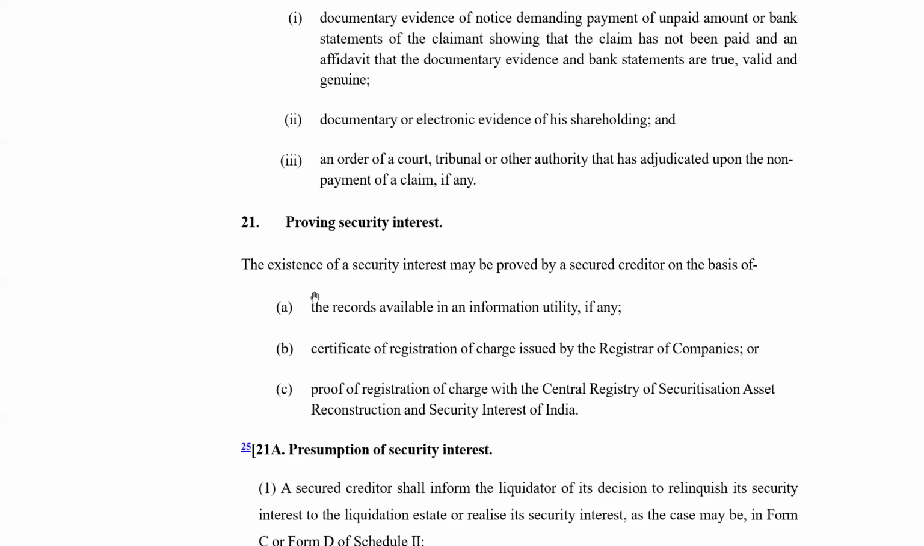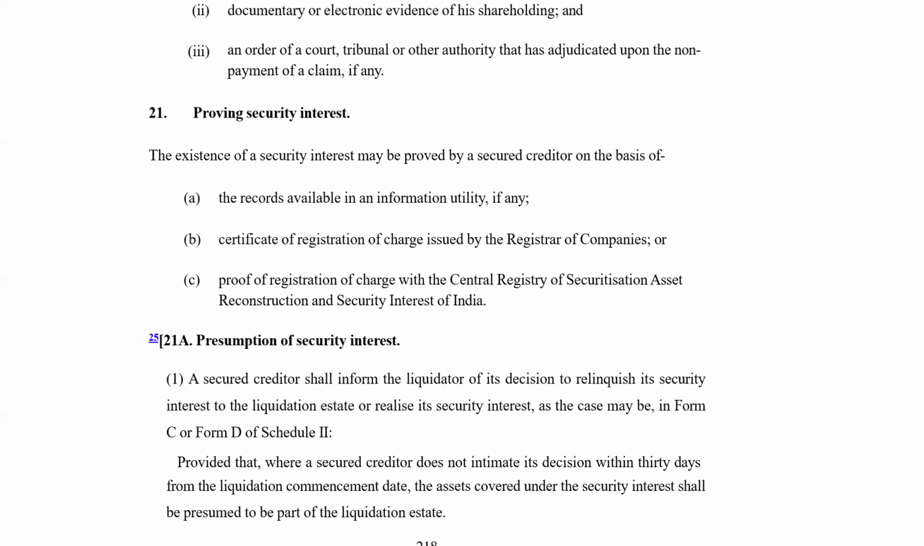Section 21 is regarding proving the security interest. So what it says: the existence of security interest may be proved by a secured creditor on the basis of a record available in an information utility, certificate of registration of charge issued by registrar of companies, or proof of registration of charge with CERSAI.